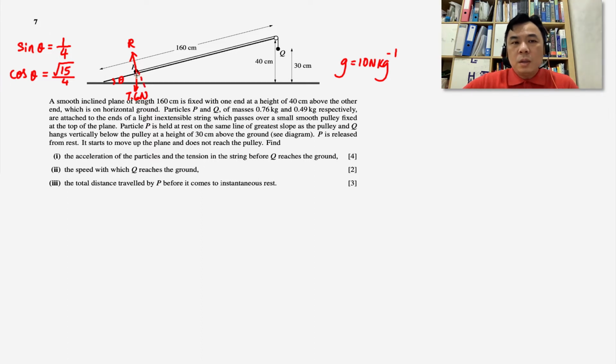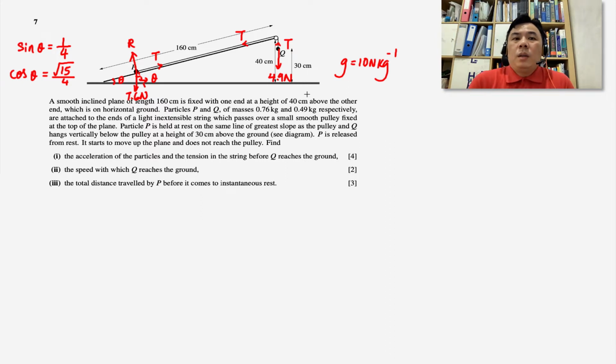Next, you have to label this angle here. This angle is actually theta also. And then you have your tension due to the string. The same thing happens here: there will be a tension acting on the pulley. And at the same time, we have the tension acting on the particle Q. And then lastly, the weight of Q, which is, sorry, not 0.4, it's more like 4.9 in this case.